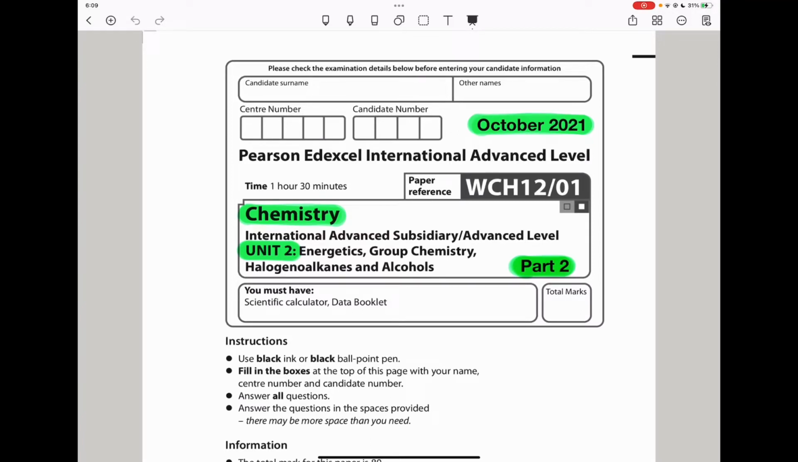Today we are doing the Pearson Edexcel International A-Level Chemistry, Unit 2 for October 2021. This is the Part 2 video. I'll put the link to the Part 1 video below the description box.